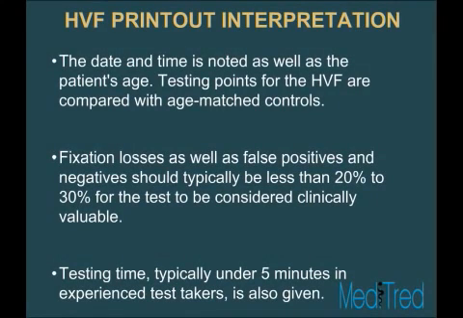Testing points for the Humphrey Visual Field are compared with age-matched control, so it's really important to make sure that we have the appropriate age taken into consideration before interpreting the field. Fixation losses, as well as false positives and negatives, should typically be less than 20 to 30% for the test to be considered clinically valuable and reliable. And testing time, typically under 5 minutes in experienced test takers, is also something that is given on the left-hand side of the printout and should be taken into account.